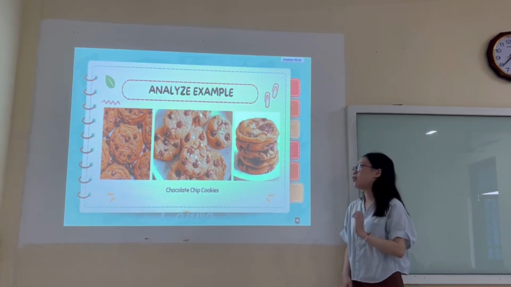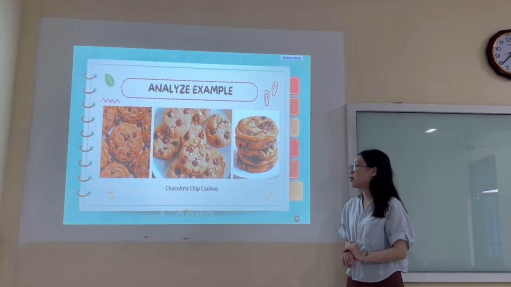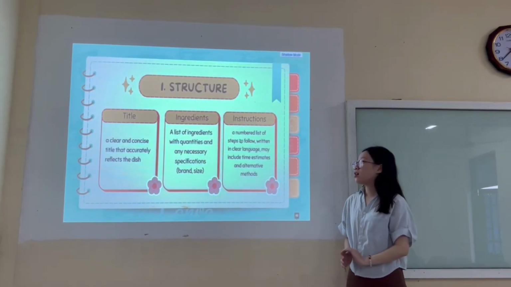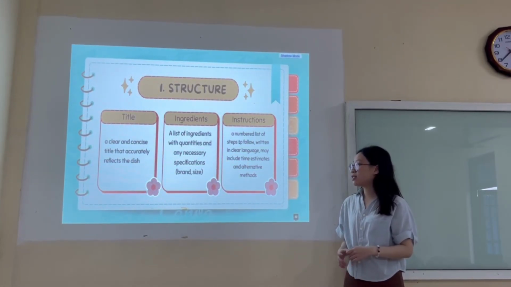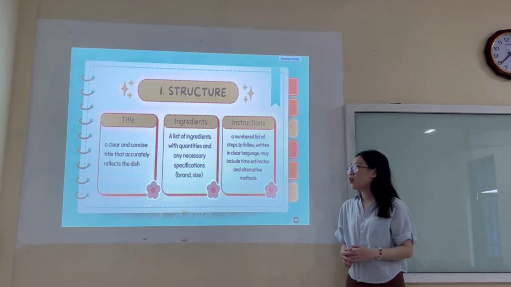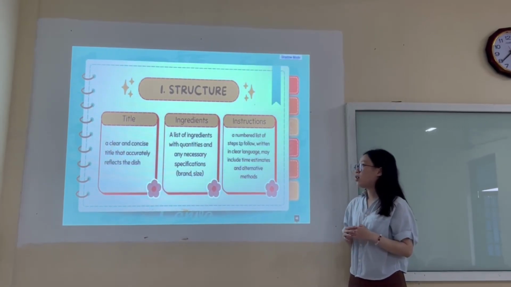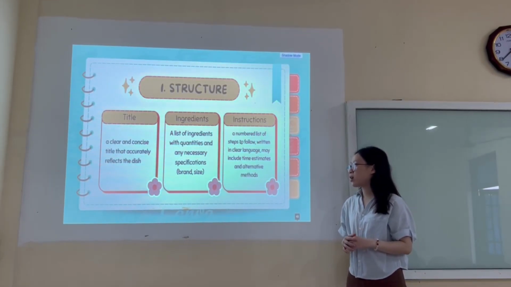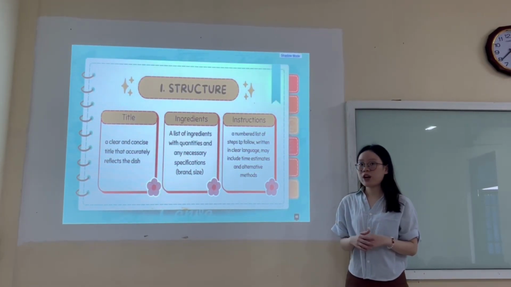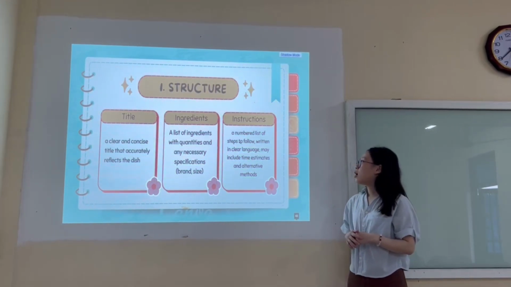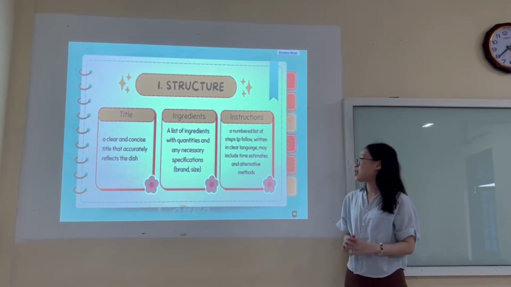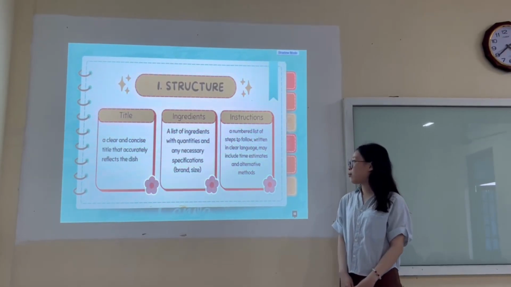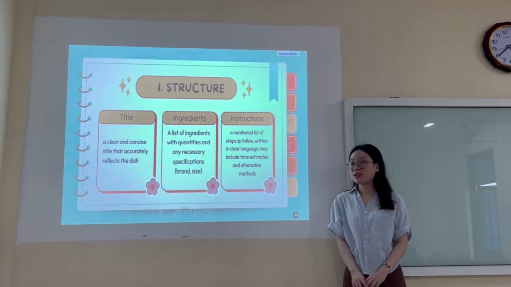Now I will analyze the example that I just mentioned. First is structure. The title is clear and concise and accurately reflects the dish. A list of ingredients with quantities and any necessary specifications, such as brand or size. A numbered list of steps to follow, written in clear language, which may include time estimates and alternative methods.